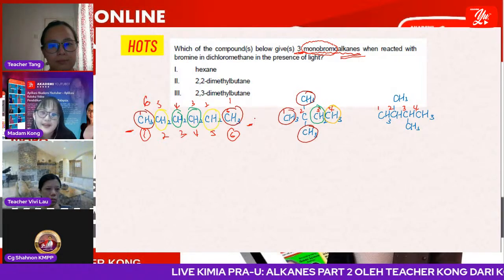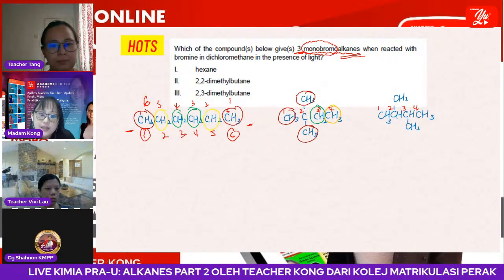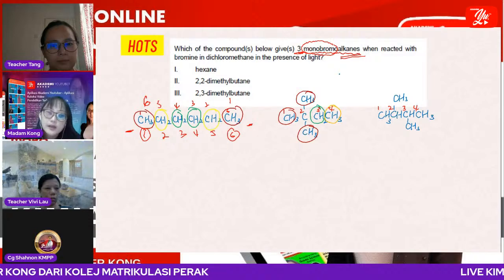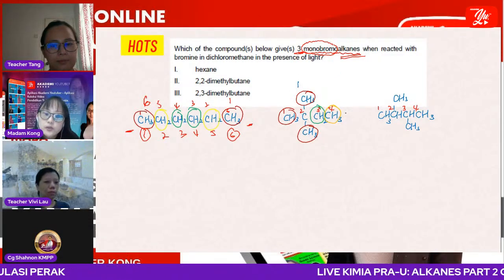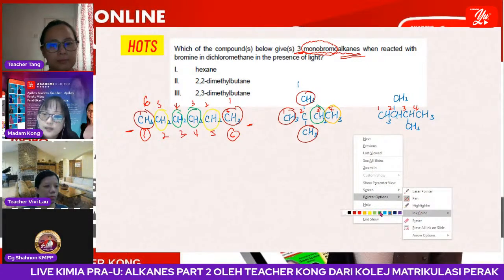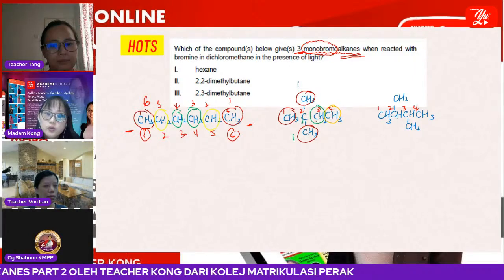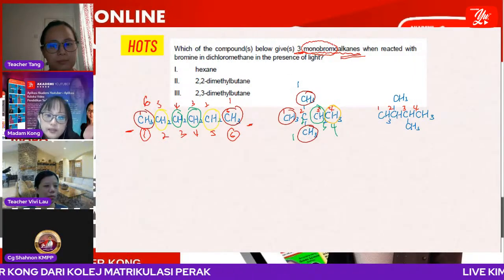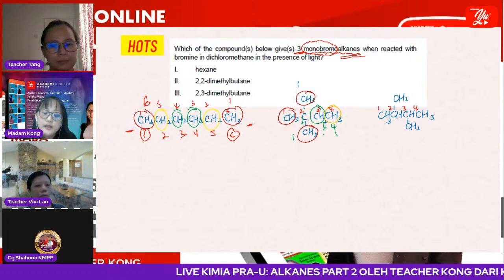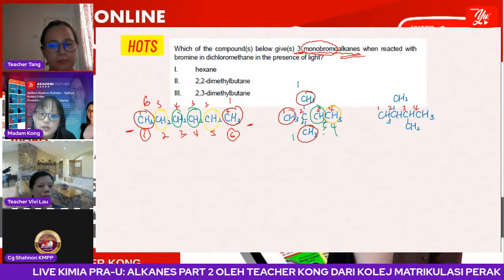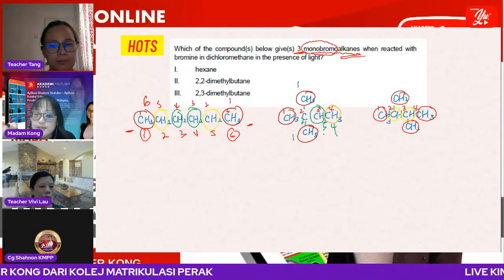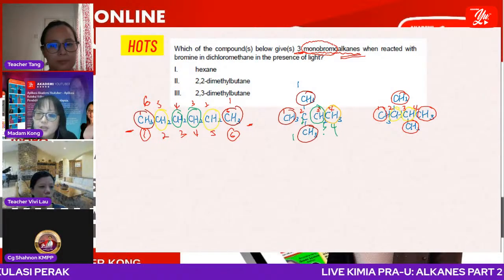For the second one, I can start from here. Even though I just outside 1, 2, 3, 4, actually I also can assign like this. 1, 2, 3, 4. So this is still 2,2-dimethyl. I also can assign like this, 1, 2, 3, 4. That's why the red circle means that it will produce the same haloalkane. And then the green one is another possibility, and then the yellow one is another possibility. For the last one, all the red circles mean that it will form the same haloalkane, and then yellow is another possibility.